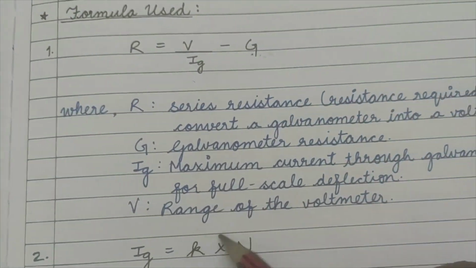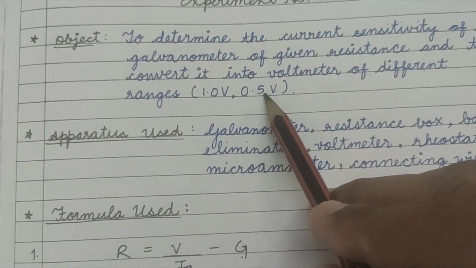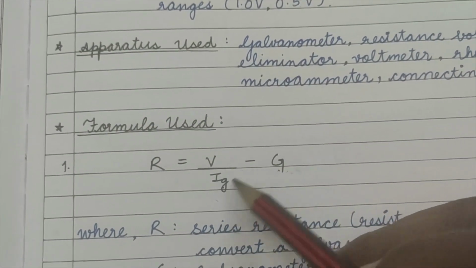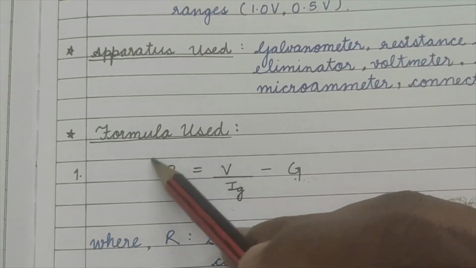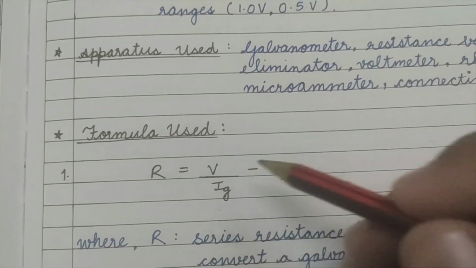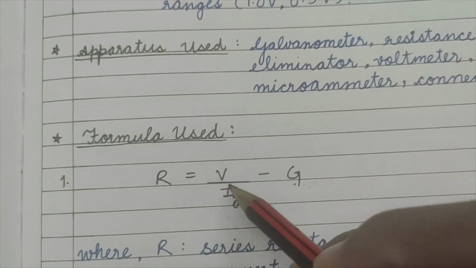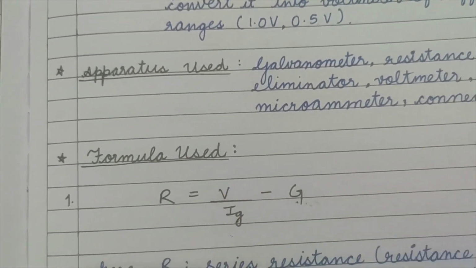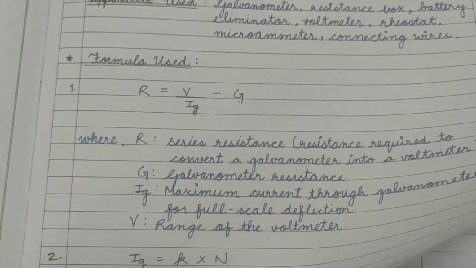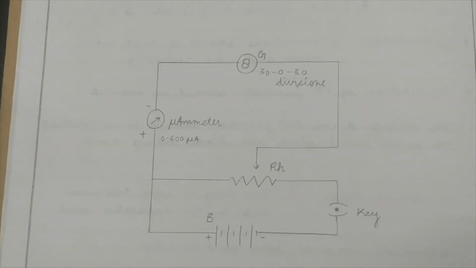G we know, and V is the range of the voltmeter. So the range of the voltmeter is 1 volt or 0.5 volt. Respectively for these two we will put in here, and then use the values, and then we can find the resistance required to convert this galvanometer of 250 ohm to a voltmeter of whatever range we require, 1 volt or 0.5 volt. So these are the two formulas which we are going to use, and now let's come to the circuit diagram.